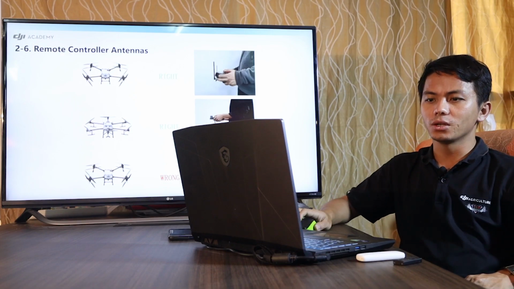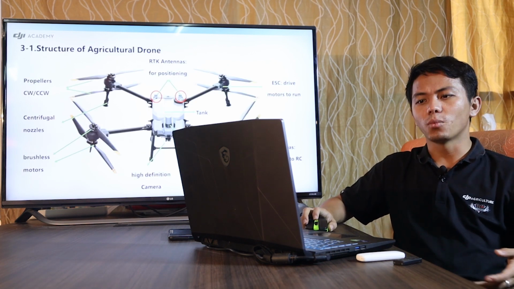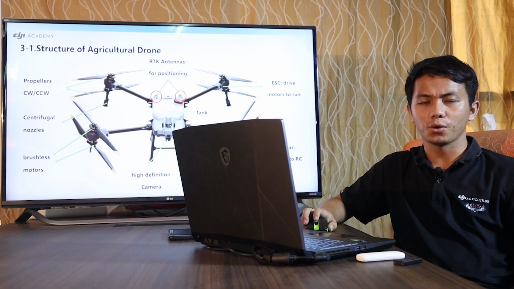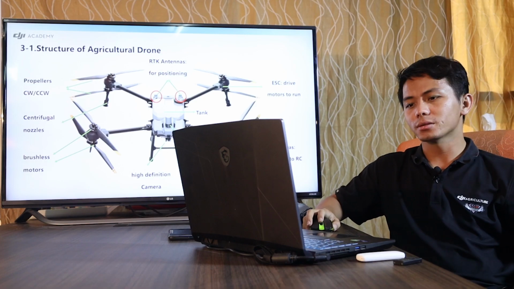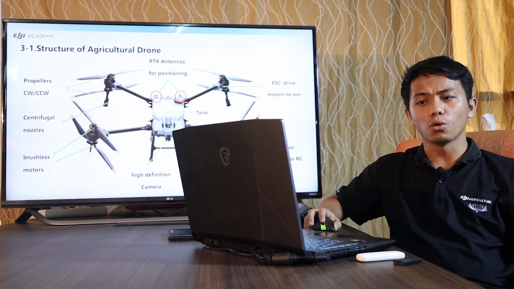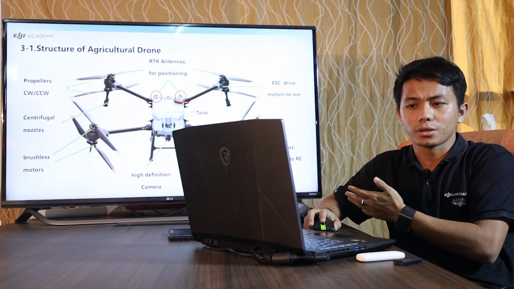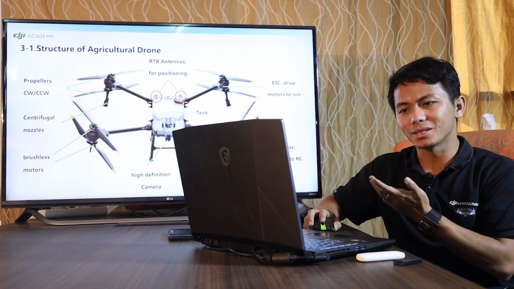Thirdly, let's closely look at the aircraft. It has 4 arms and 8 rotors with 8 DC brushless motors. From the front, the aircraft starts counting CCW and CW, and each arm works CW and CCW together. For positioning, it has two antennas. The ESC drives the motors and the rotors rotate and get lift force. Two antennas link to the remote controller for controlling the system.